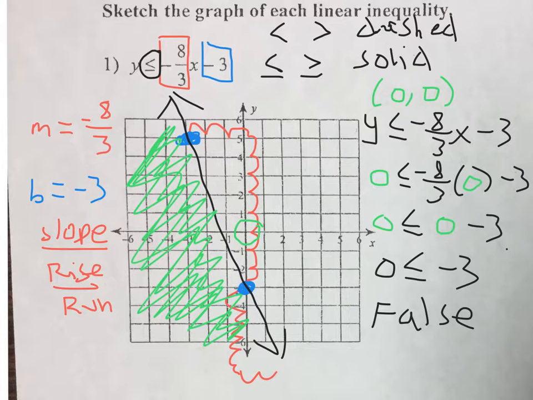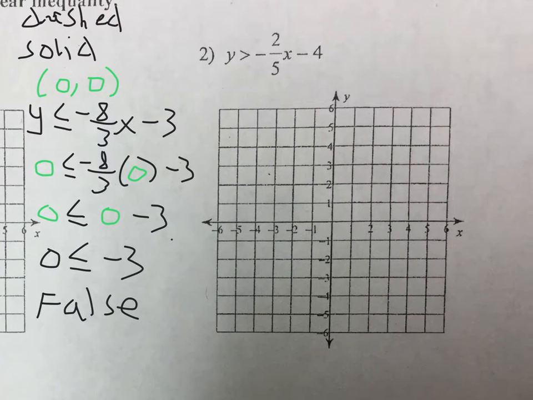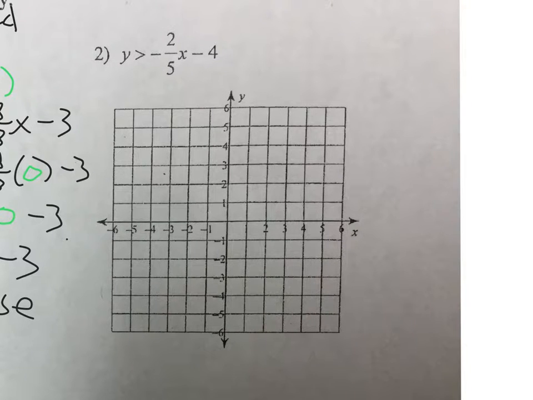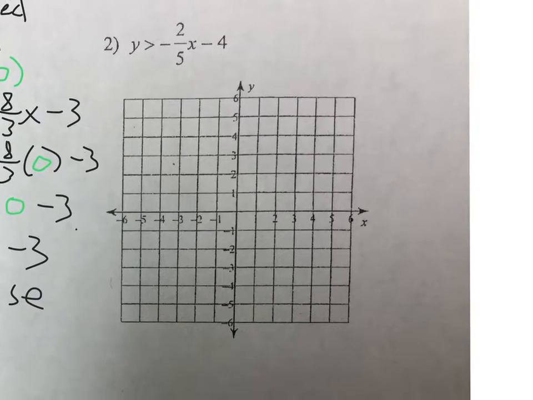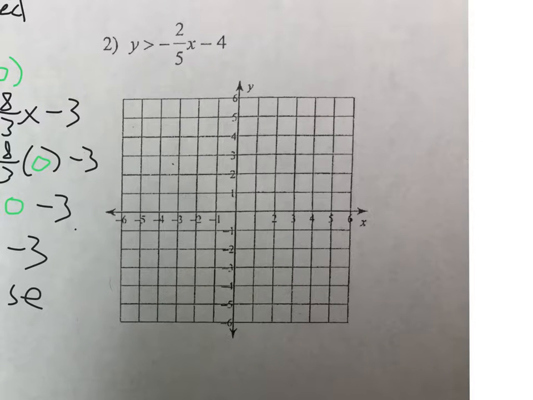Okay, let's look at one more example. We're going to look at y is greater than negative 2 over 5x minus 4. Okay, and I'm going to show you a little trick with the shading on this one so it goes a little bit quicker for you.